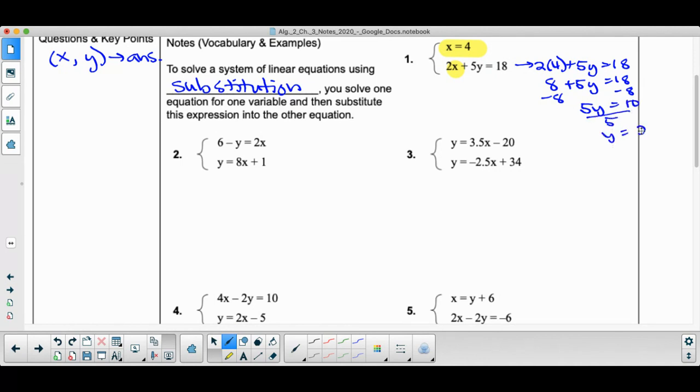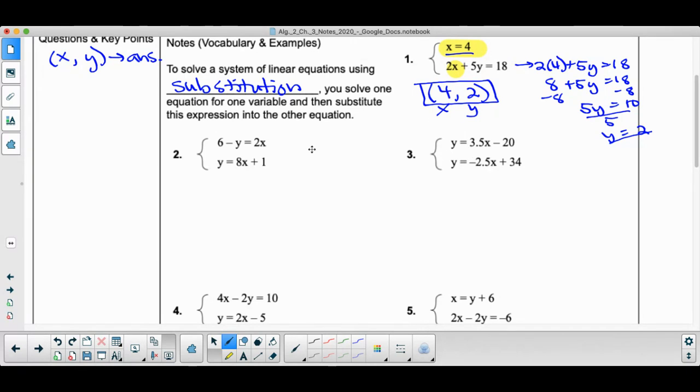y equals 2. x equals 4, y equals 2, so our final answer is (4, 2). Remember, the x comes first, the y comes second. So that means these two lines, since these are linear, intersect at the point (4, 2).